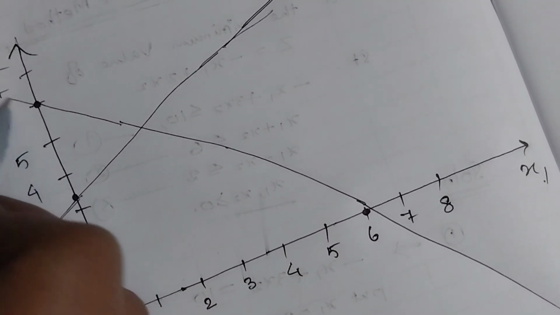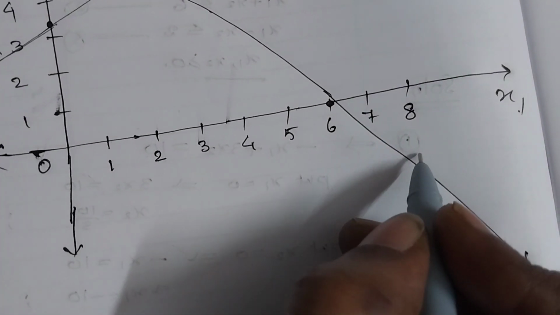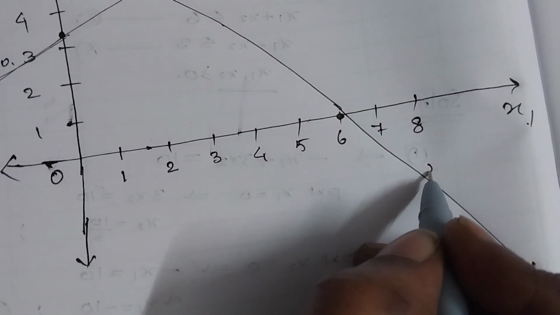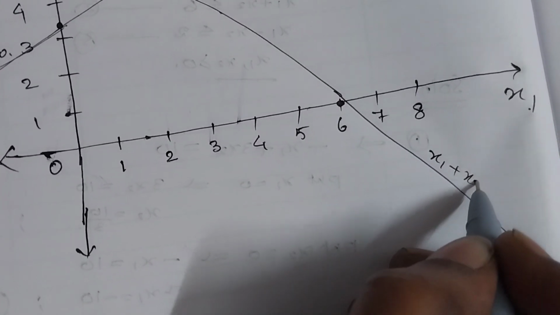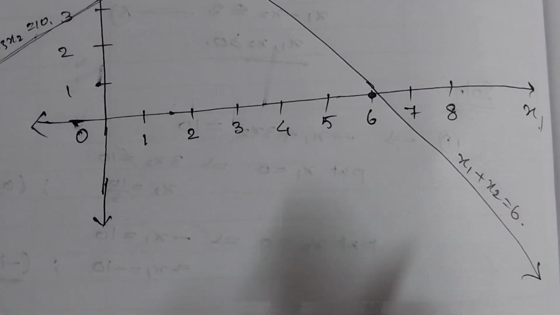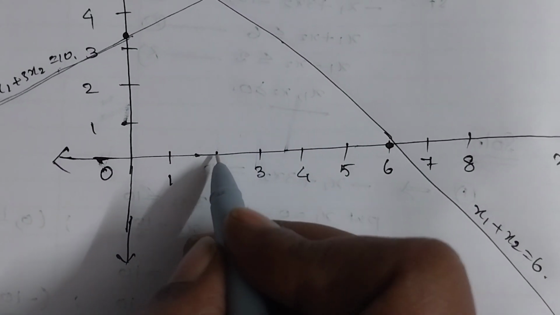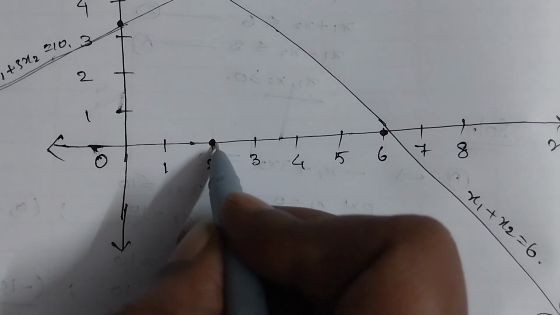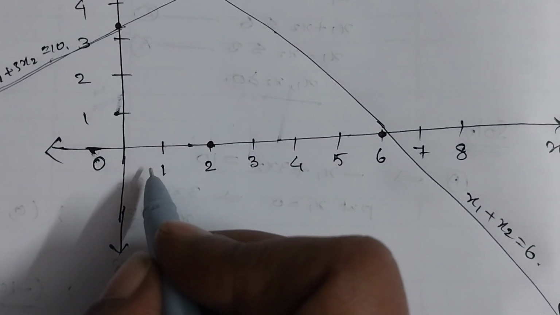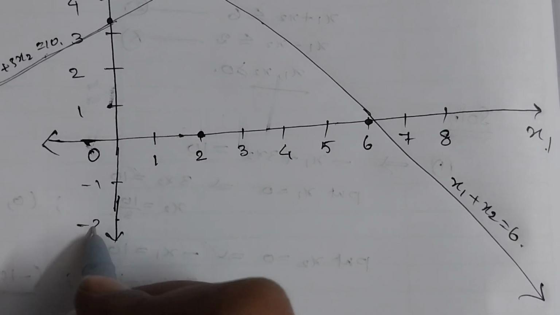So you can use a scale to join these points. This is a straight line, given by the second equation, that is x1 plus x2 equal to 6. What is our third equation? The third equation passes through 2 comma 0. 2 comma 0 is this point, and minus 2 comma 0.